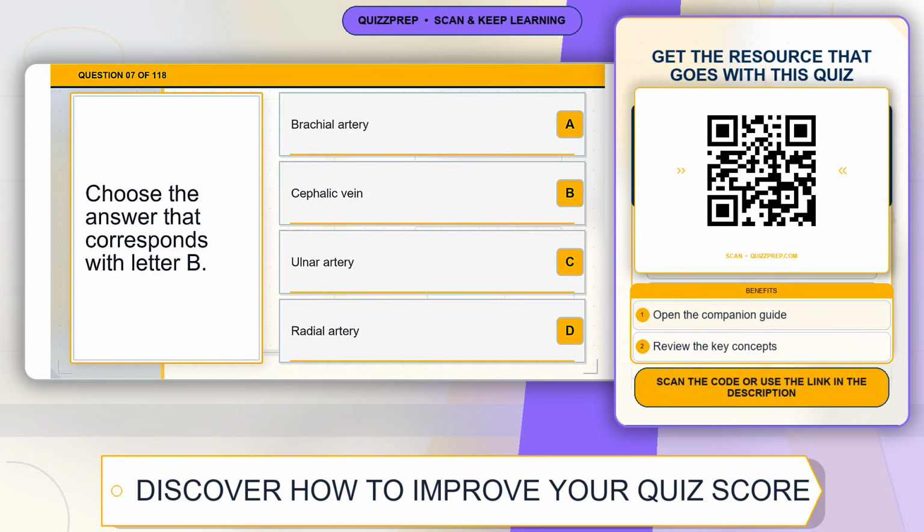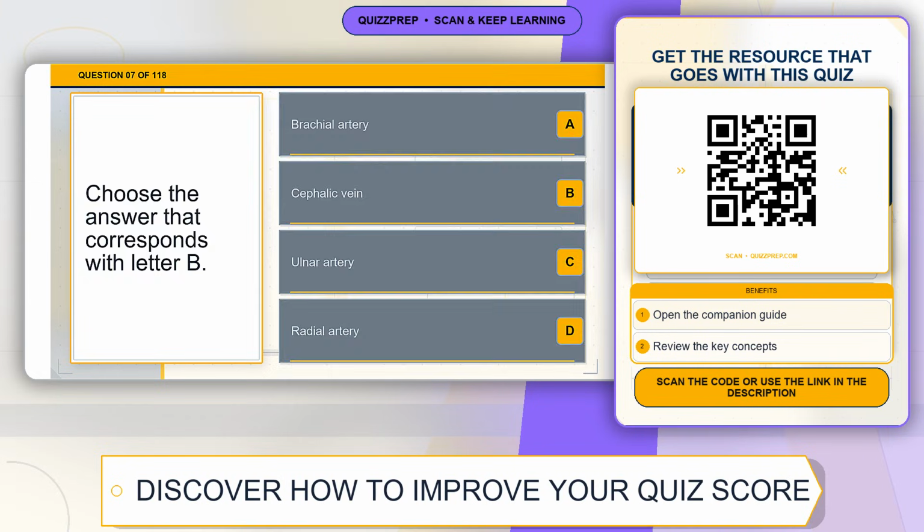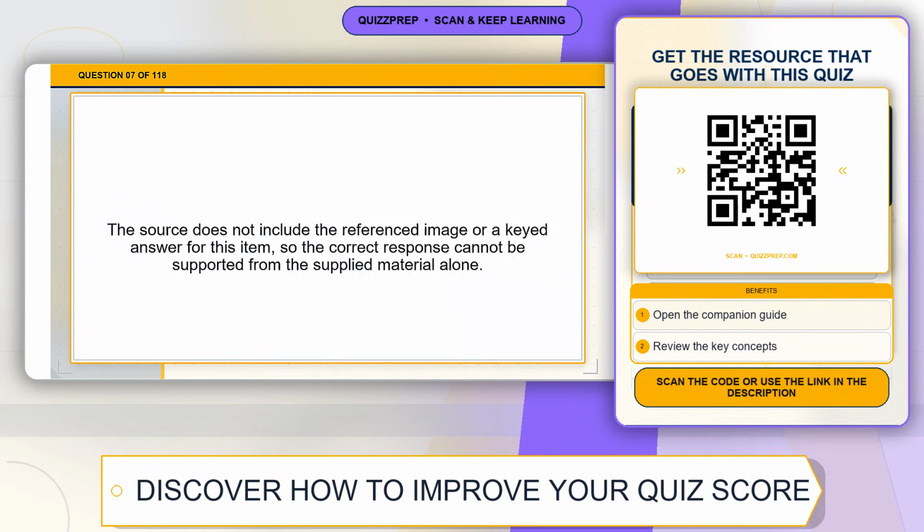Question 7. Choose the answer that corresponds with letter B. Option A, brachial artery. Option B, cephalic vein. Option C, ulnar artery. Option D, radial artery. The correct answer is not shown. Explanation. The source does not include the referenced image or a keyed answer for this item, so the correct response cannot be supported from the supplied material alone.